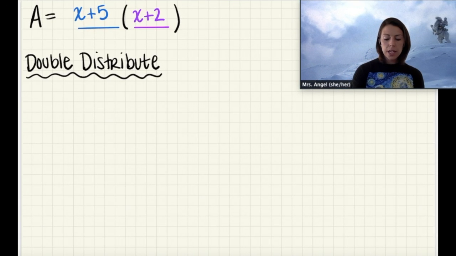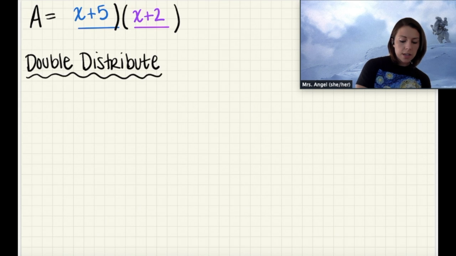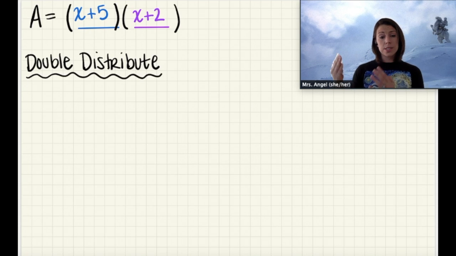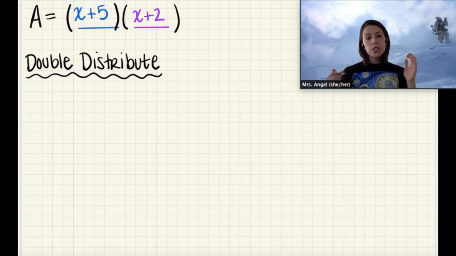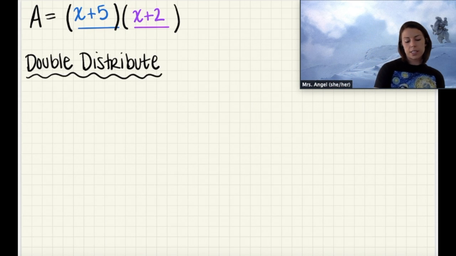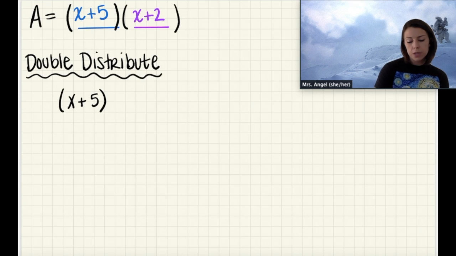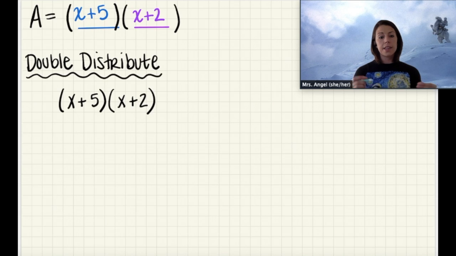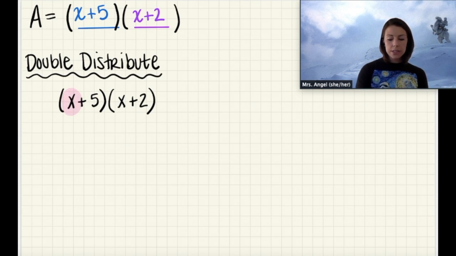First thing I'm going to do is put those parentheses around the first one. Again, you're not just multiplying 5 by x plus 2, you're multiplying x plus 5 times all of x plus 2. So the first method is called double distribute. So if I write out my product here, essentially double distribute means I'm going to apply the distributive property twice. So I'm going to distribute x to the second binomial, and I'm going to distribute 5 to the same binomial.